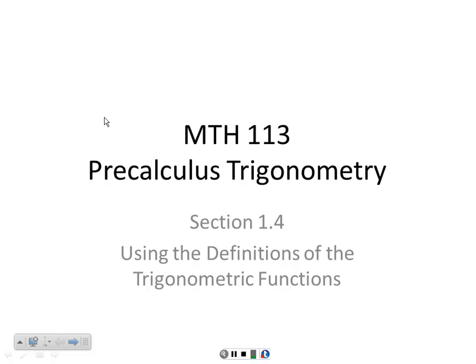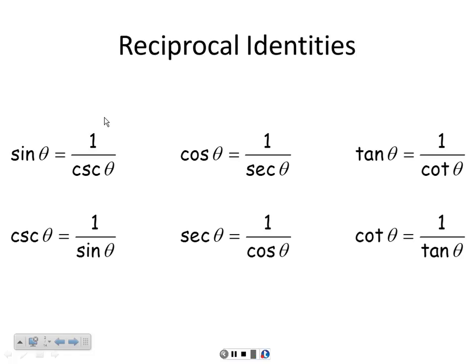Section 1.4, using the definitions of the trigonometric functions. Here are the reciprocal identities that we are going to use in this section. Sine theta is the same as 1 over cosecant theta. Cosine theta is the same as 1 over secant theta. Tangent theta is the same as 1 over cotangent theta.